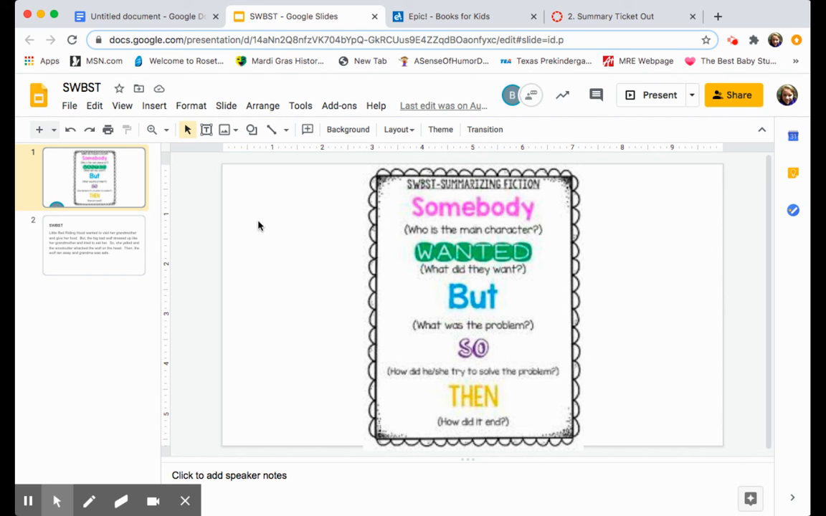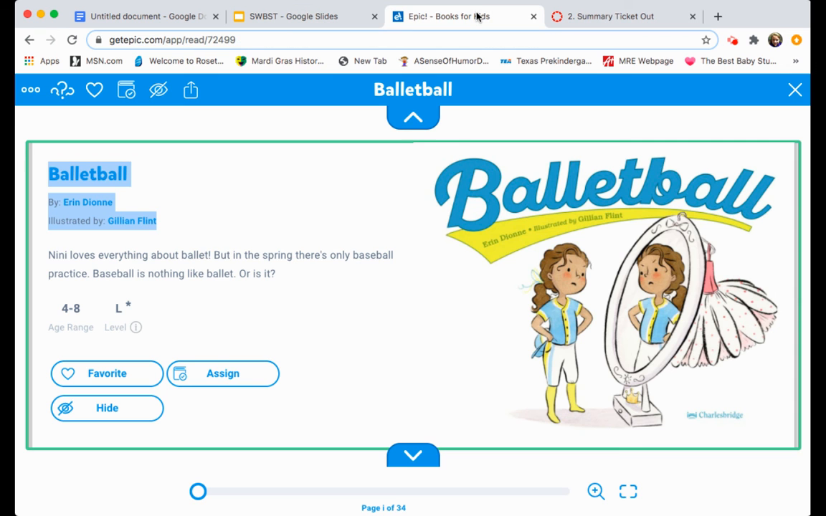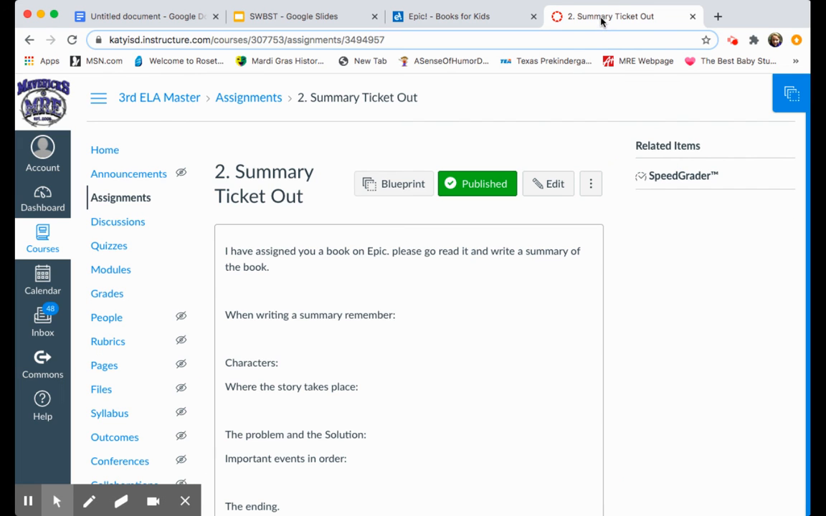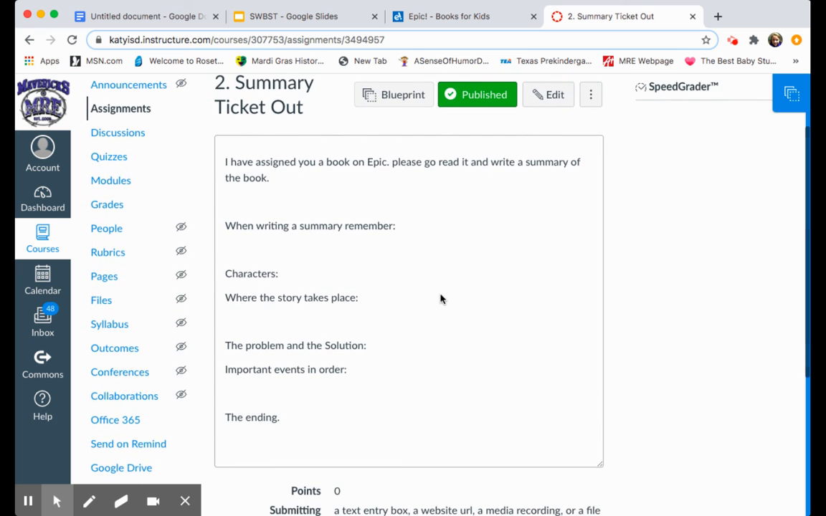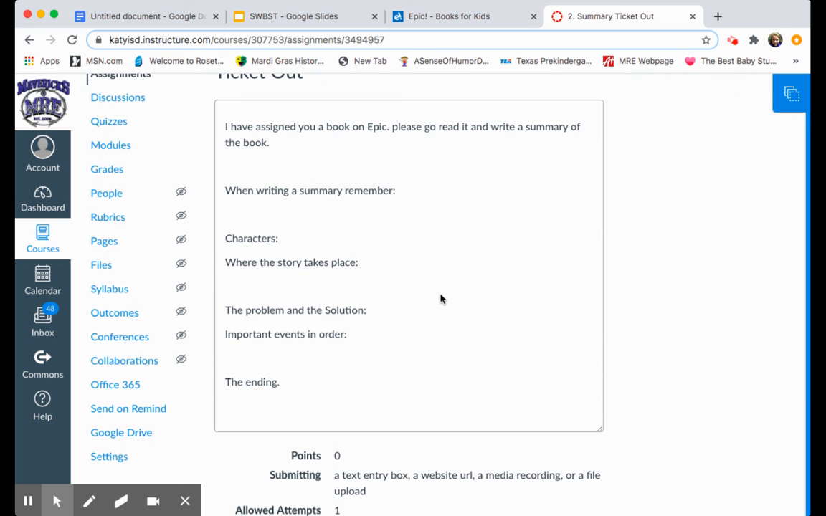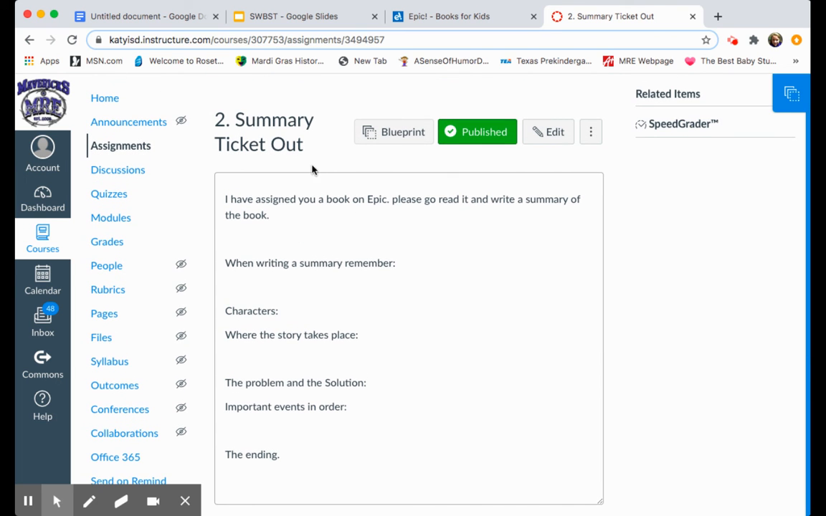And with this being like our third or fourth day talking about summary, I do want you to try this on your own. You're going to go to Epic, and I've assigned everybody Ballet Ball. It's a book, and I want you to read it for me, and then come into Canvas and give me a summary of what that book was about. Okay, so go ahead and go do that. Summary ticket out is your job to do for today, and then please let me know if you have any questions that I can help you with.